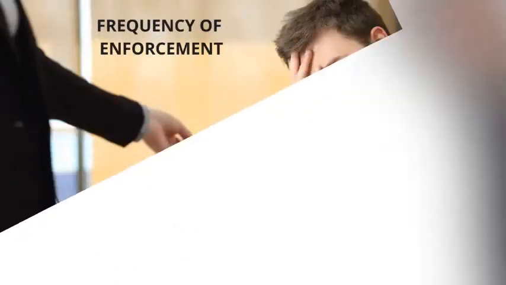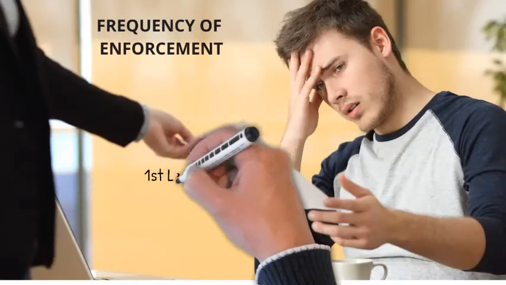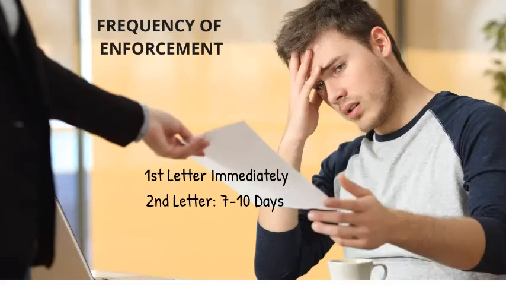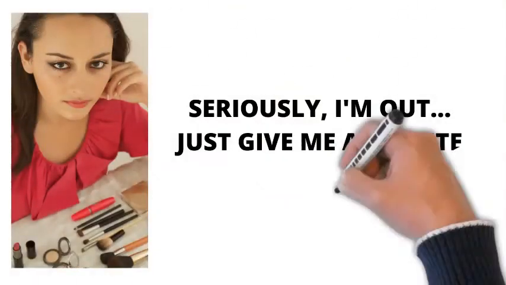Frequency. We find that the timing and frequency of the enforcement letters are important. We typically wait 7 to 10 days before sending out a second letter. Many times the seller is trying to sell out of the product and is in the process of complying.